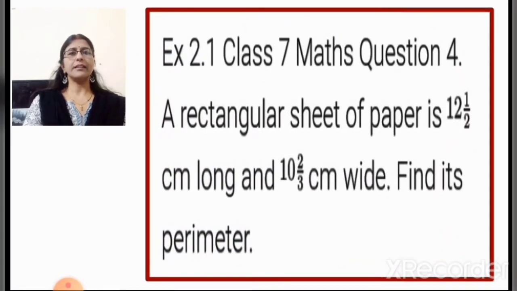This is exercise 2.1, question number 4. Question number 2 we have done. Now question number 4. A rectangular sheet of paper is 12.5 centimeter long and 2/3 centimeter wide, find its perimeter. You have to find its perimeter. They have given you the length of the rectangular sheet of paper as well as the width of the paper, and we have to find out the perimeter. Let us see how to find out the perimeter.